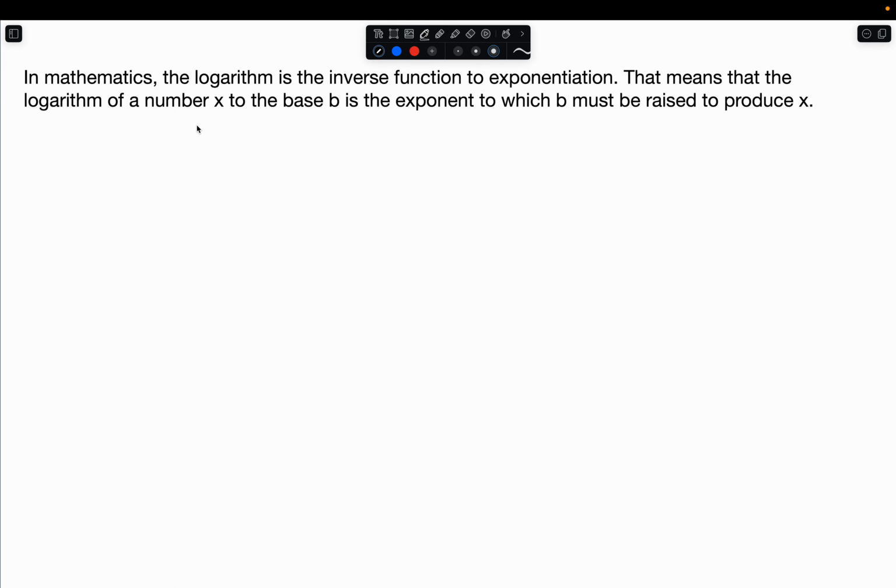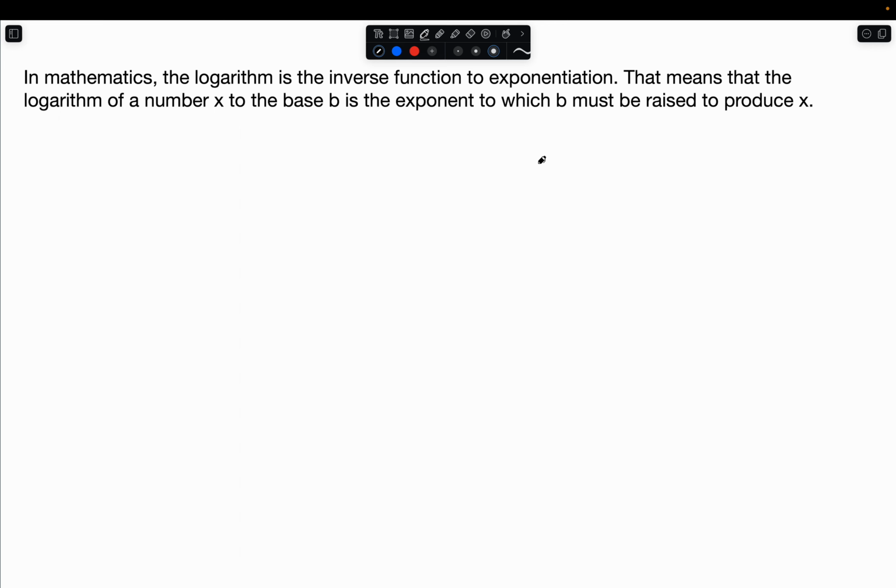Talking about what is a logarithm. So the exact definition of a logarithm is, in mathematics, the logarithm is the inverse function to exponentiation. That means that the logarithm of a number x to the base of b is the exponent to which b must be raised to produce x.